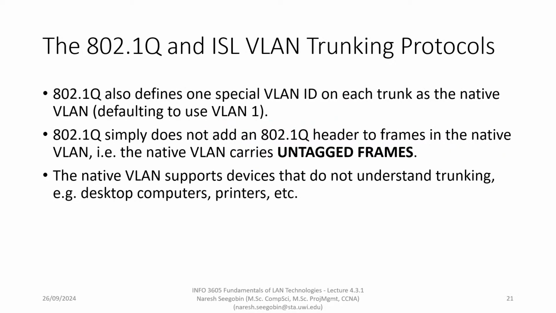Right? Now, what happens here? So there's one VLAN, and this is important to know. There's one VLAN that does not have tagged frames. Now, it defaults to use VLAN 1. So VLAN 1, let me go back.